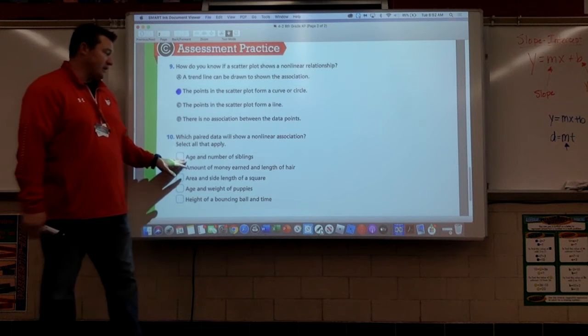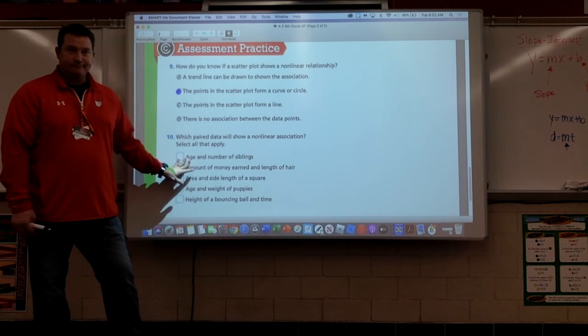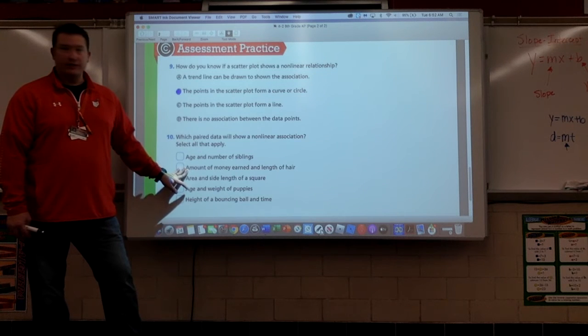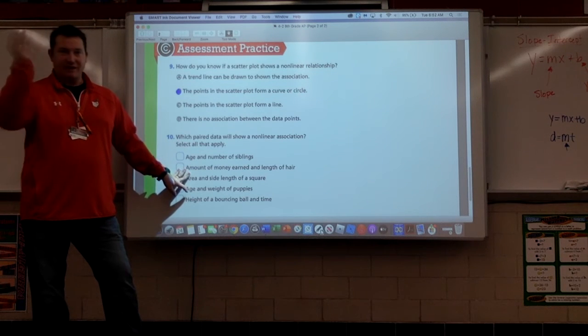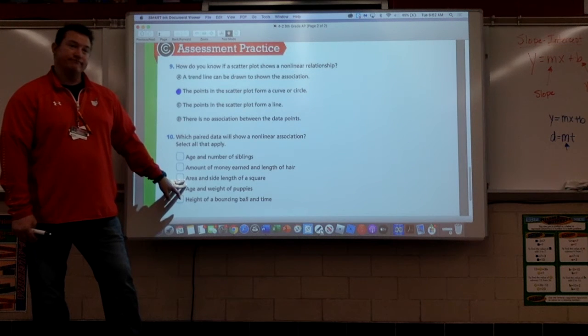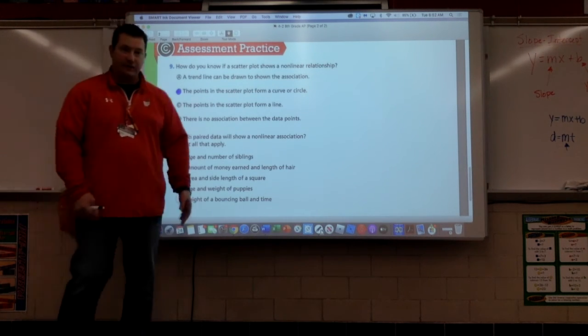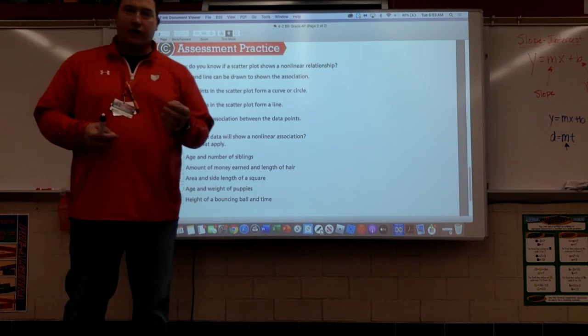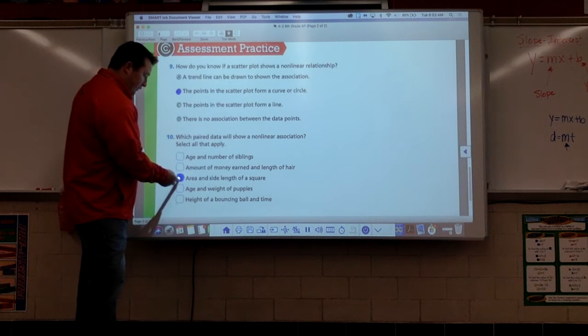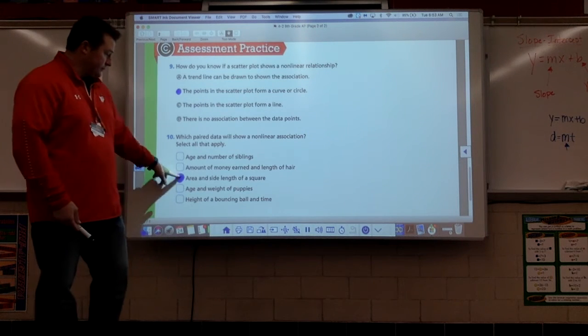The age and number of siblings. Nope. Amount of money earned and length of hair. No, that's just going to have dots all over the place. Area and side length of a square. How do we find the area of something? Well, we multiply the side length by itself to find the area of a square. So, yeah, guys, if we are picking one, there we go.